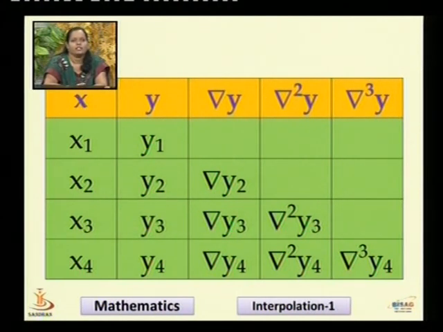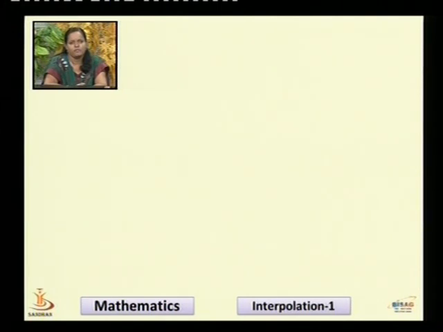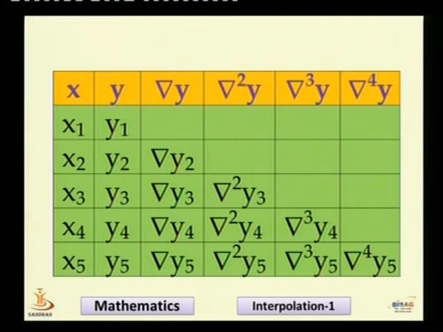Now let us see a backward difference table if we are having 5 points. It will look like this. Since we are having 5 tabular points up to x5, y5, the first order backward differences are evaluated for the last 4 points. The second order backward differences are evaluated for the last 3 points. The third order backward differences are evaluated for the last 2 points, and the fourth order backward differences are evaluated only for the last point.